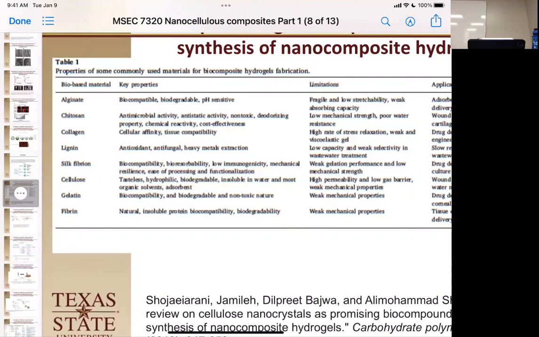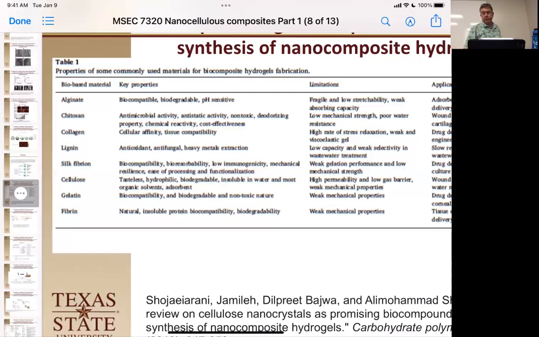But they have different purposes here. So pH sensing, non-toxic deodorizing properties, cellular affinity, antioxidant, antifungal, heavy metal removal, biocompatibility, ease of functionalization, tasteless, hydrophilic, biodegradable material, insoluble in water. But then we have their limitations. Most of them have low mechanical properties. Hydrogels typically have very poor mechanical properties because of their solvent-swollen nature.